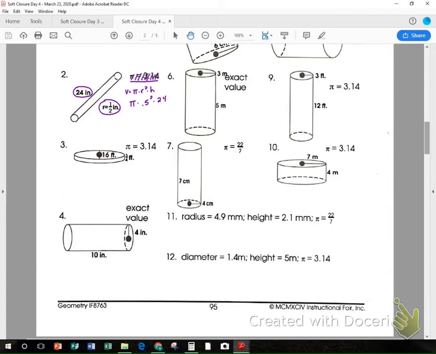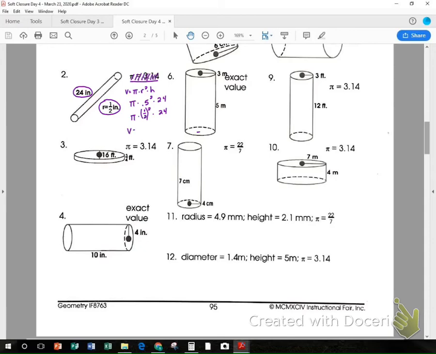If you're punching it into Desmos, you can go pi times 1/2 squared. That might be kind of funky. You might have to put that in parentheses. So either way, it's going to work out to be the same thing. So, trusty calculator, pi times 0.5 squared times 24 equals 18.84. So I'm going to leave that as 18.8.